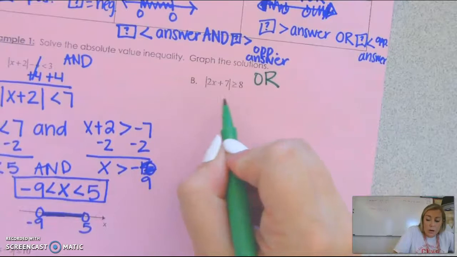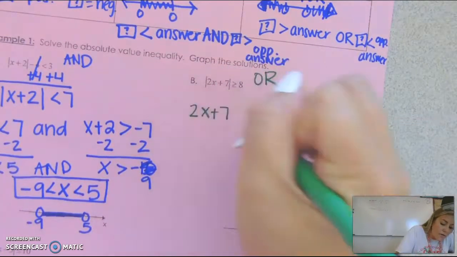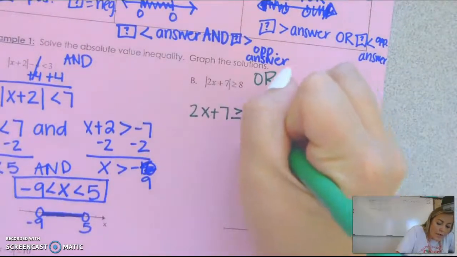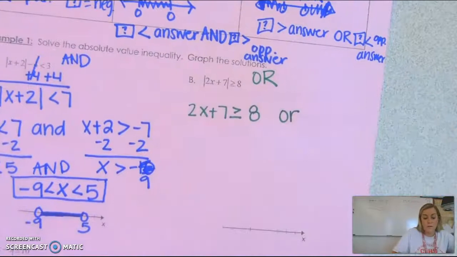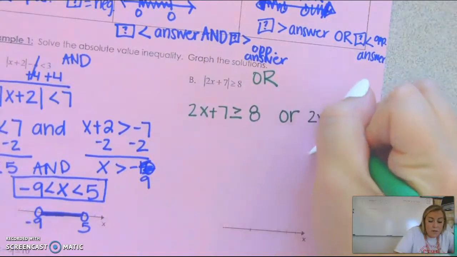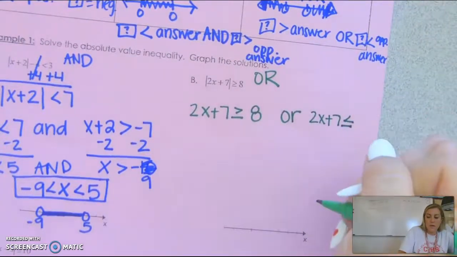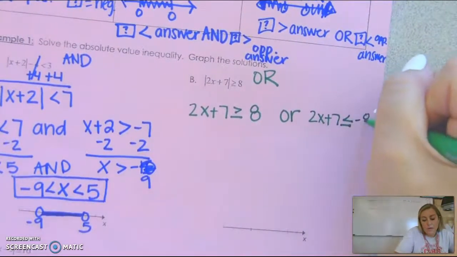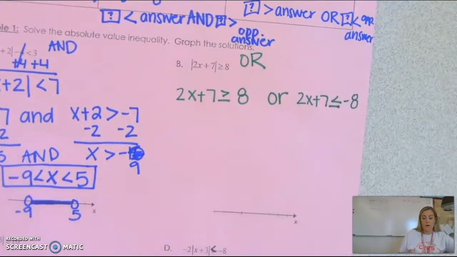So I'm going to start out by writing this exactly the way it's written. 2x plus 7 is greater or equal to 8. I write my OR in the middle. Then I have 2x plus 7. Flip that sign around and make it equal to a -8. So far, so good.